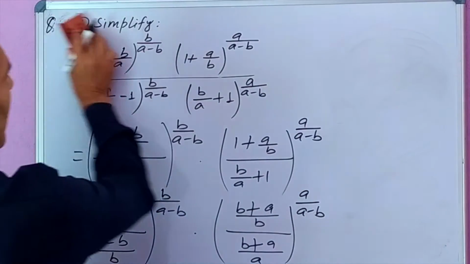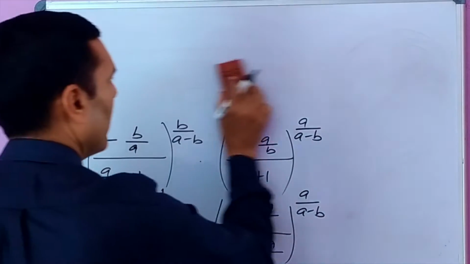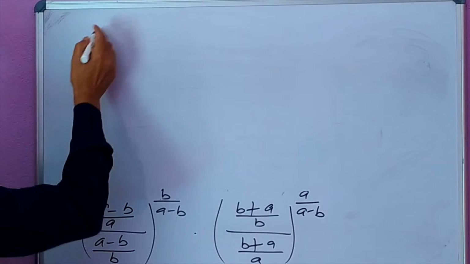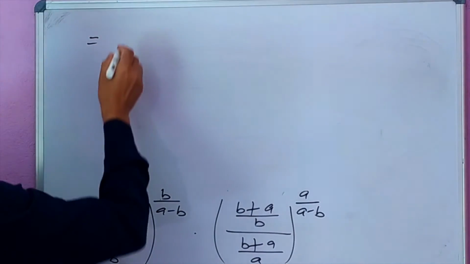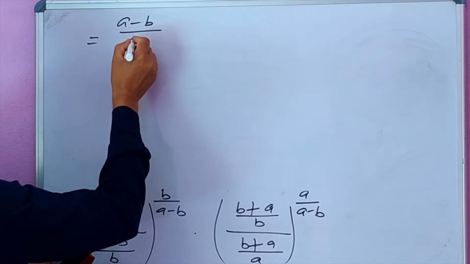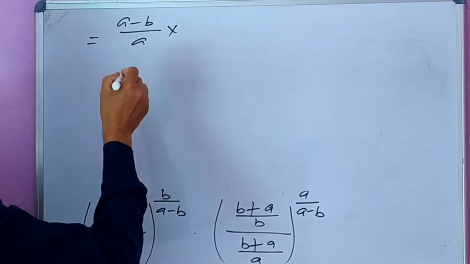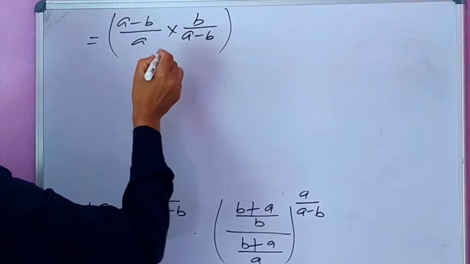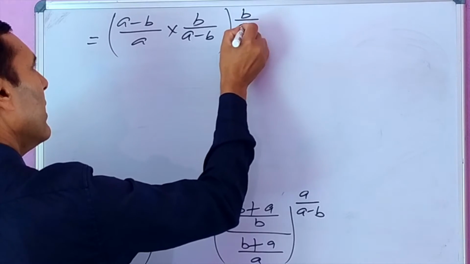Now we just reverse the numerator and denominator. After that, I am writing here on the top: it is a upon b, a minus b upon a, into b upon a minus b, whole to the power b upon a minus b.